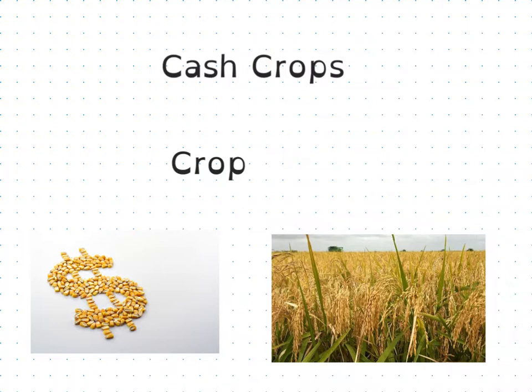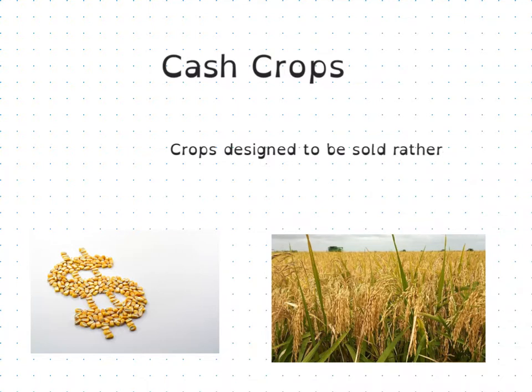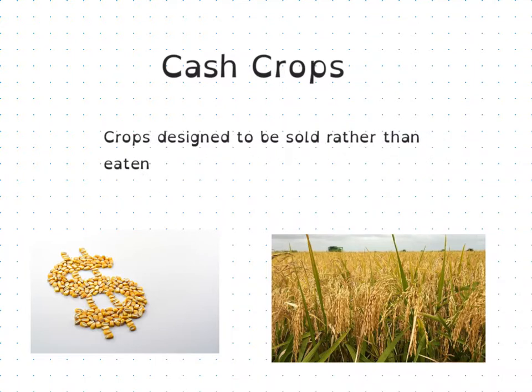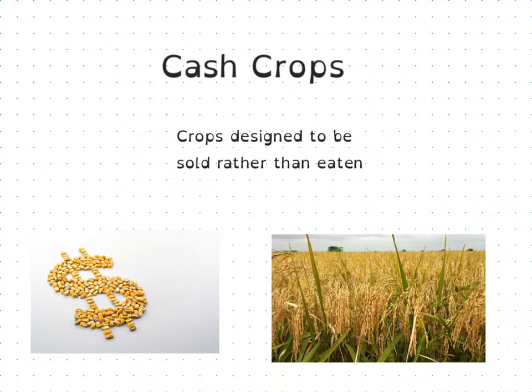What I am going to encourage you to do is at the very bottom of your graphic organizer where there's some space, or on the back or along the side, please write down the word cash crops. We're going to do the same with plantations as well, and write down this definition. So they are crops designed to be sold rather than eaten. So the whole purpose of growing them is knowing that they are going to be sold for money rather than being eaten.